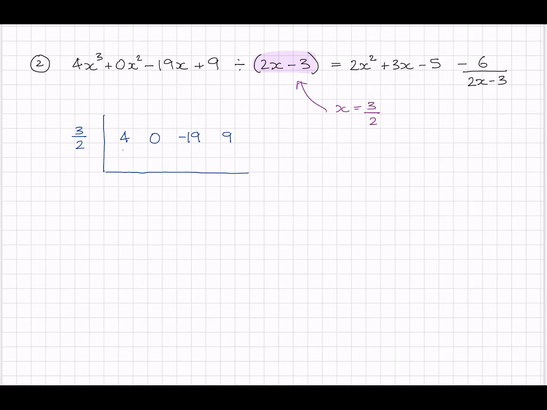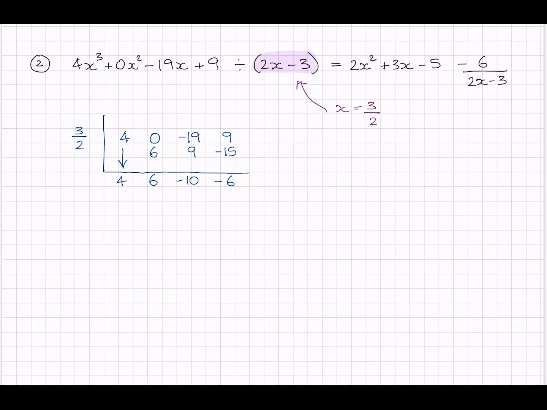We bring down the first number, and then we multiply 3 over 2 by 4. So 3 over 2 by 4 would be 6. Then we say 0 plus 6 is 6, and then we repeat. 3 over 2 times 6 would be 9. Minus 19 plus 9 would be minus 10. And then 3 over 2 times minus 10 would be minus 15. And then 9 minus 15 would be minus 6. And then, as we saw before, each of those numbers at the bottom represent the coefficients of the terms.